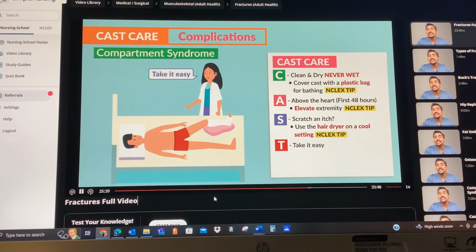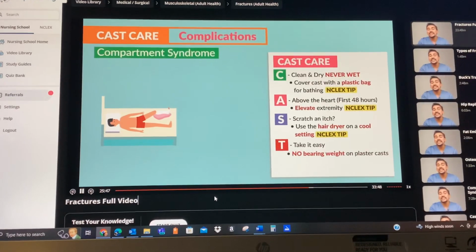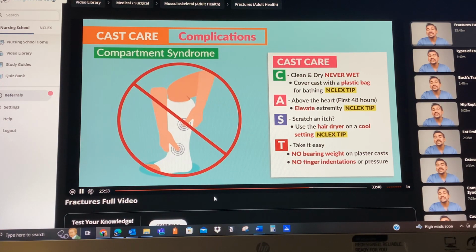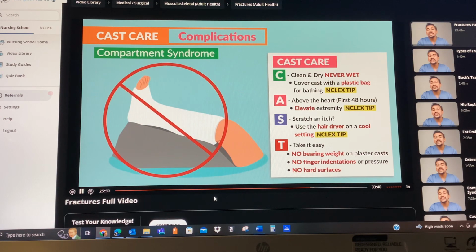Lastly, T is for take it easy. So take it easy, man, especially when the cast is initially put on. So no bearing weight on plaster casts, especially in the first few hours. This can misshapen the cast. And no finger indentation or pressure on the cast when it's initially put on, as well as no hard surfaces. Again, this can distort the shape of the cast and cut off circulation.